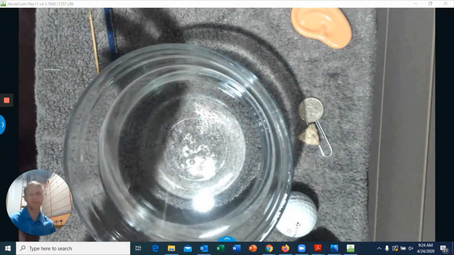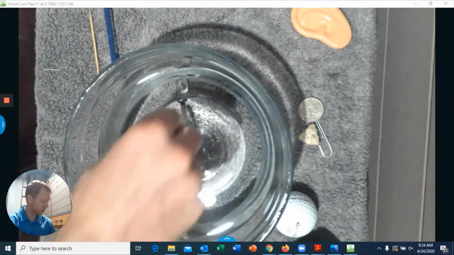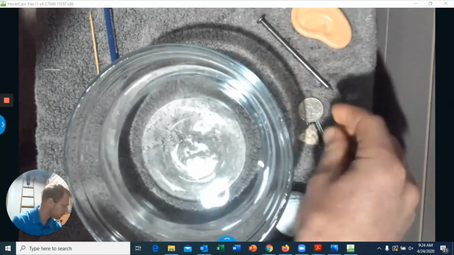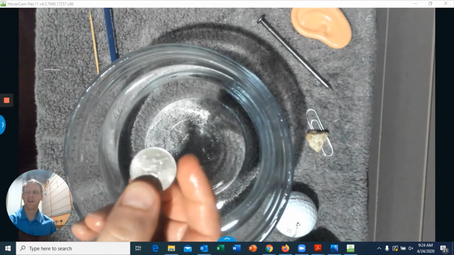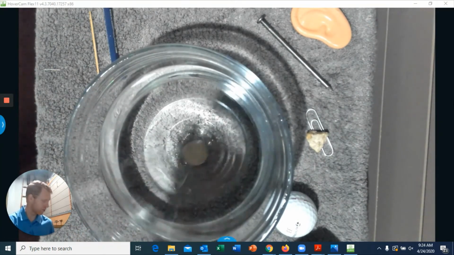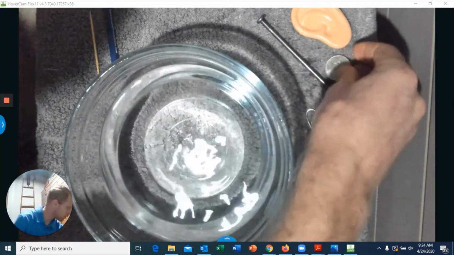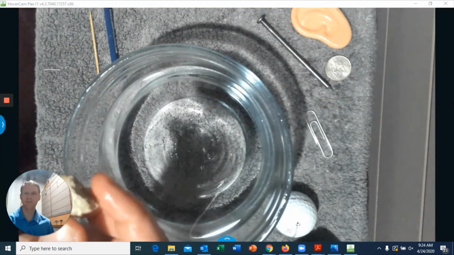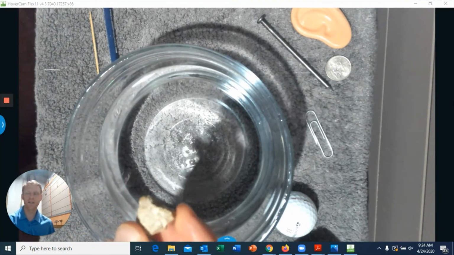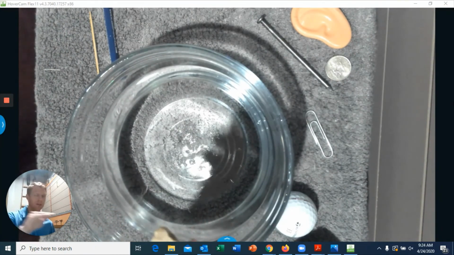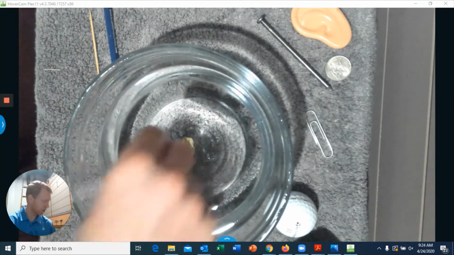The nail, I think we should know what that one's going to do. Of course, that one's going to sink. The quarter, if you've ever thrown a coin into a fountain, you of course know that one's going to sink. A rock, if you've ever gone to a pond or lake and skipped rocks, you know that while it'll kind of skip along the water for a little while, in the end, it will sink to the bottom.